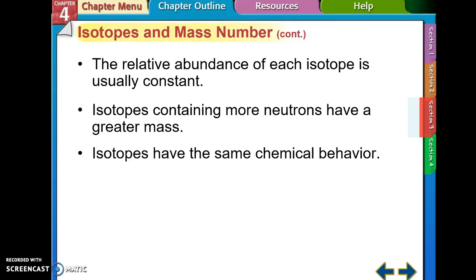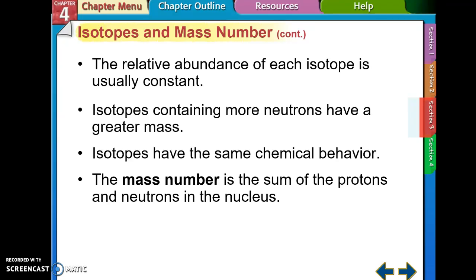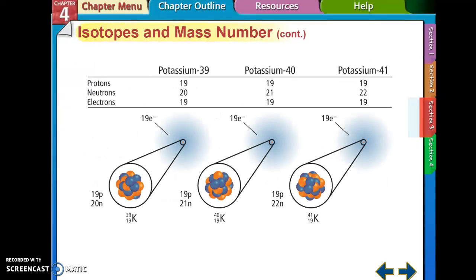Isotopes do typically have the same chemical behavior. So it's not that big of a deal if I'm talking about uranium-234 as opposed to uranium-235. One of them is better for making nuclear weapons, but they're not going to be that different than each other, just one more neutron. So the way that I figure out the number of neutrons is I look at the mass number, and the mass number equals the protons plus the neutrons.